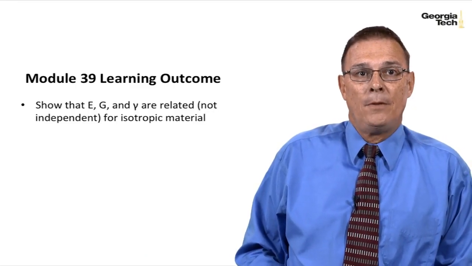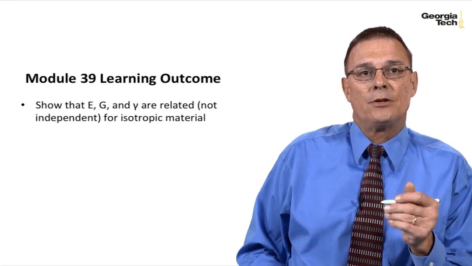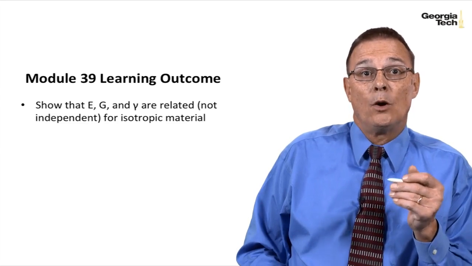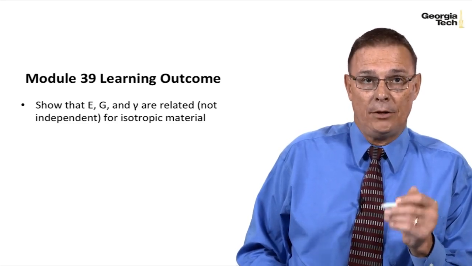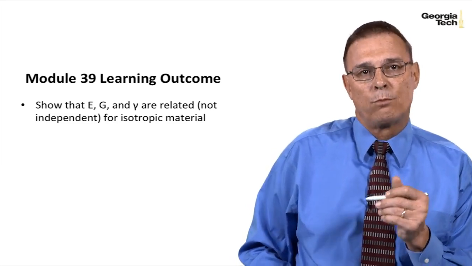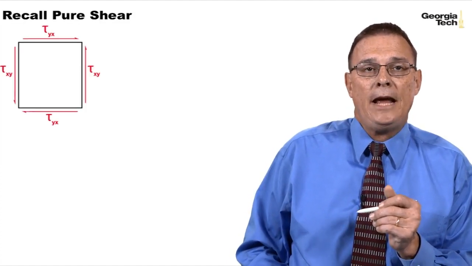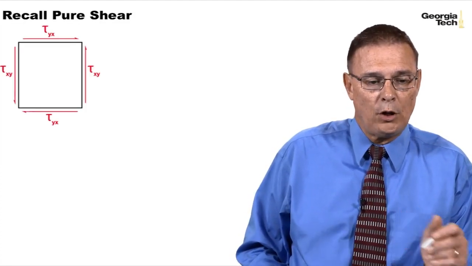Today's learning outcome is to show that the Young's modulus, the shear modulus, and Poisson's ratio are related for isotropic material. I have said this in earlier modules, and I told you that we would prove it, and today is the day when we'll show that this is actually true. And so recall the case of pure shear from earlier in the course.